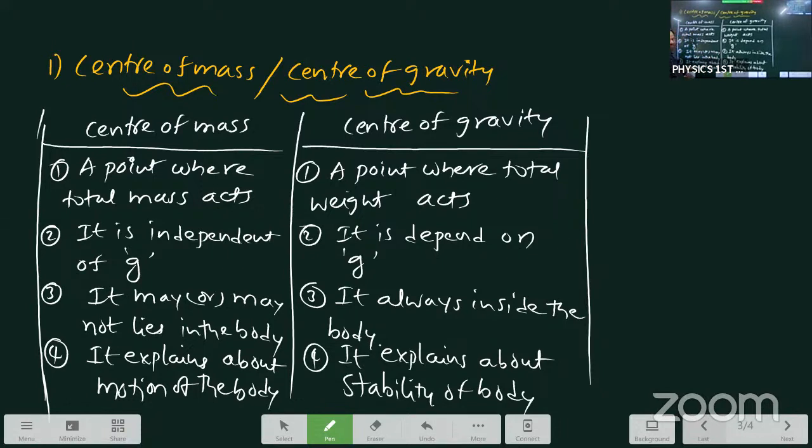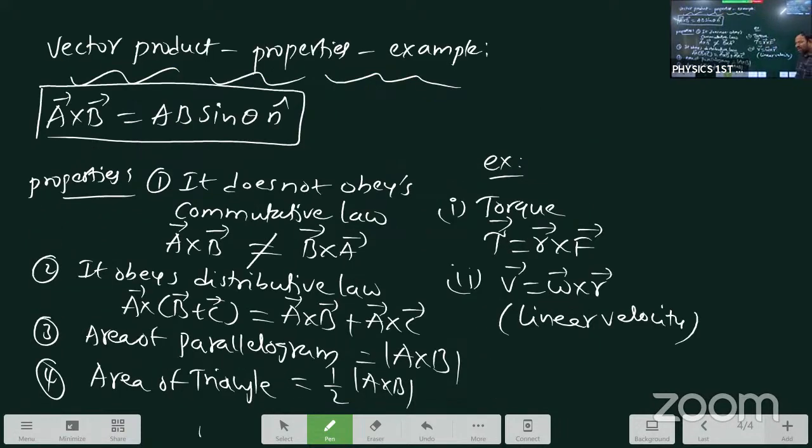What does the center of mass mean? It explains which type of motion the given body has, that is, it explains the motion of the body. Whether a given body is stable or unstable is from the center of gravity. That's why we wrote, it explains the stability of the body. This is the difference between center of mass and center of gravity. Question: distinguish between center of mass and center of gravity.